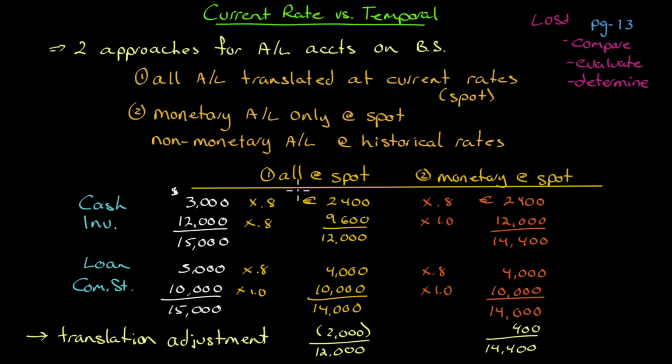All at the current rate, or a mix of current and historical rates depending on the characteristic of the account, being monetary or non-monetary. Should we let companies choose? That would be a mess, wouldn't it? Well, it turns out there's a rule that must be followed. There's a rule that stipulates under this type of condition you would use method 1. Under the other type of condition you would use method 2.